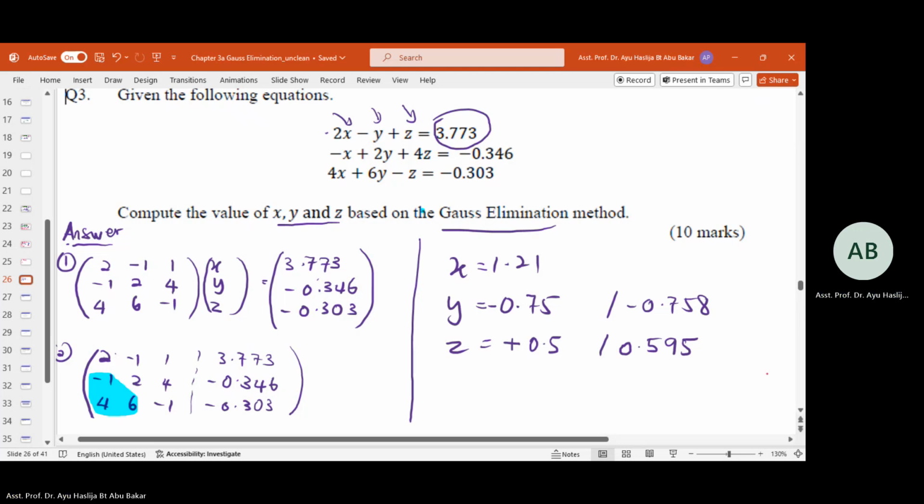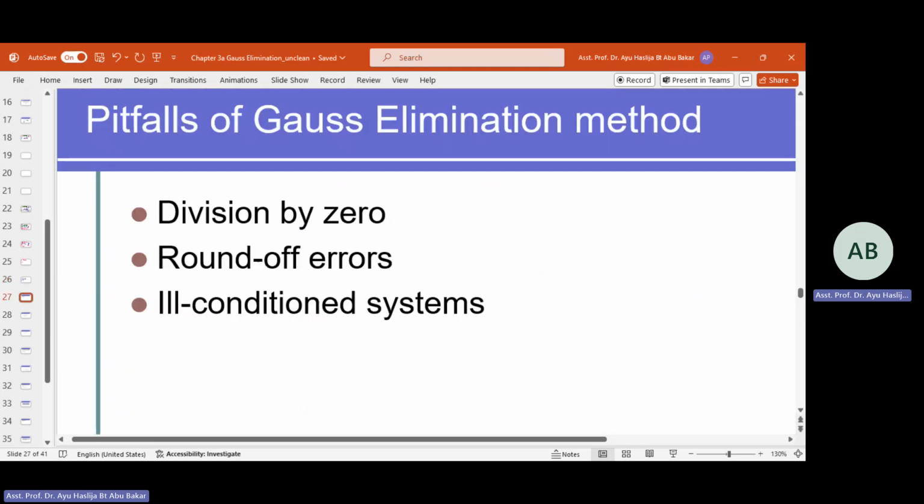Now the rest of the slides discuss the pitfalls and limitations of Gauss elimination. This one I want you to read on your own and try to understand. If you cannot understand, let me know, because there are a few limitations when you cannot use Gauss elimination. Now this one I will leave to you. I want to proceed to LU decomposition.